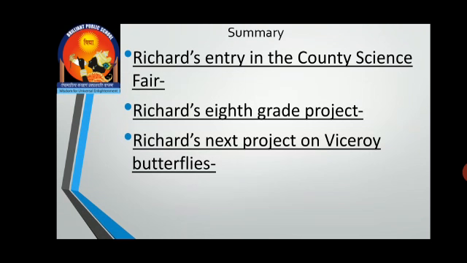Richard's next project on Viceroy butterflies. Richard's next project was testing the theory that Viceroy butterflies copy monarch butterflies. Viceroy butterflies do so to protect themselves from birds, as birds don't like to eat monarchs, while they like to eat viceroys. He also found that a bird, the starling, would only eat monarch butterflies and not ordinary bird food. This project was placed third in the zoology division and third in the overall county science fair.